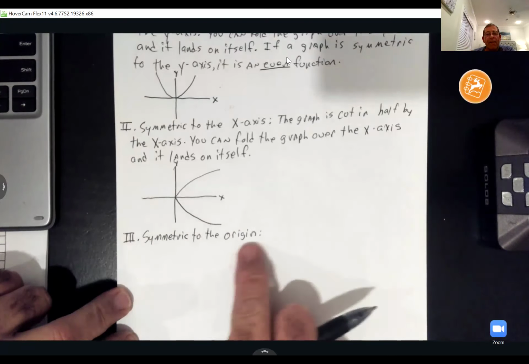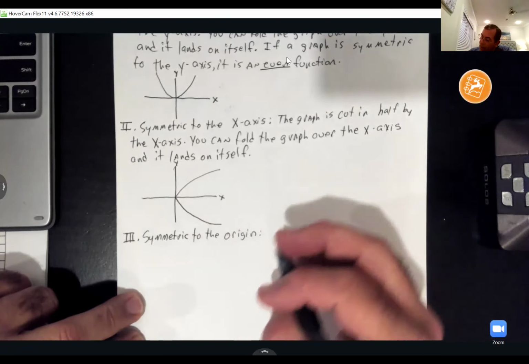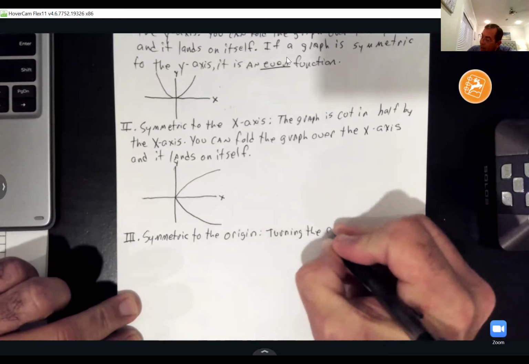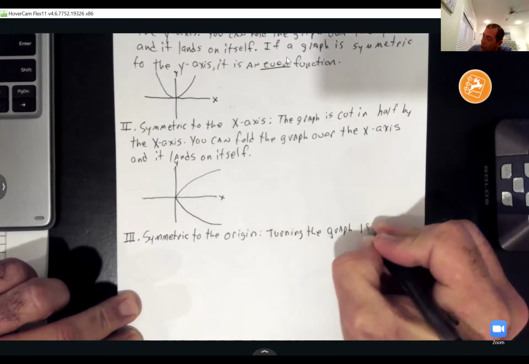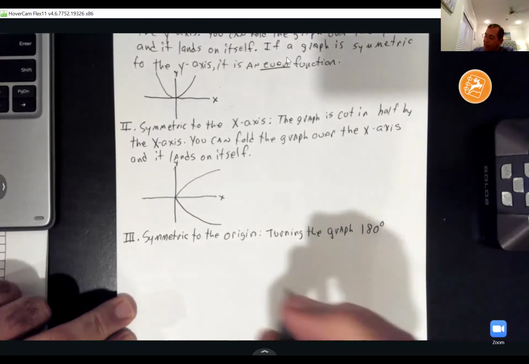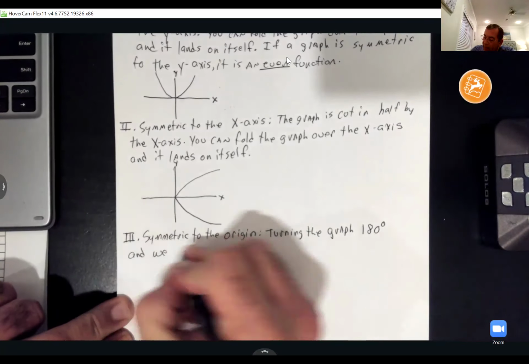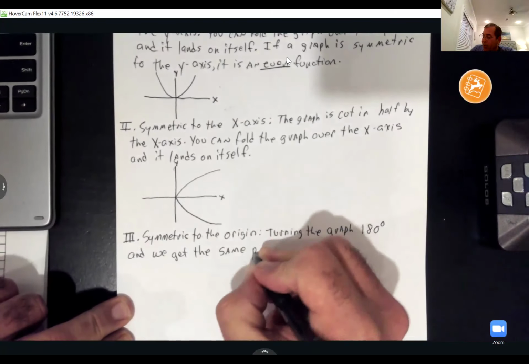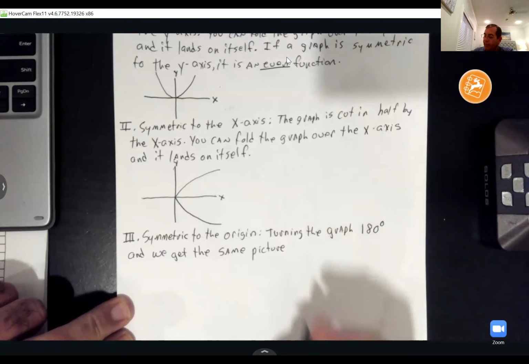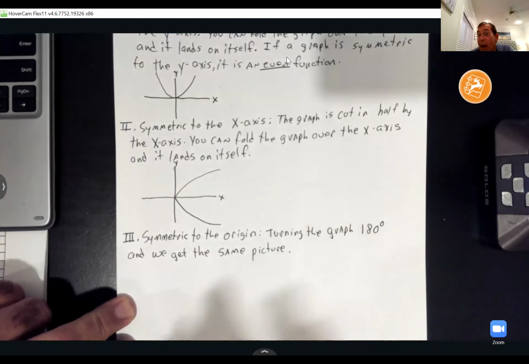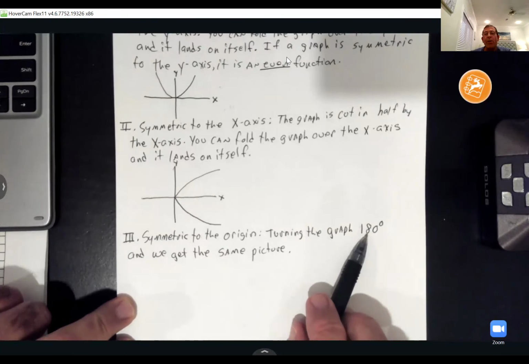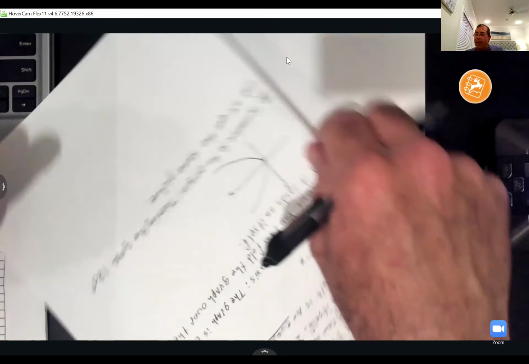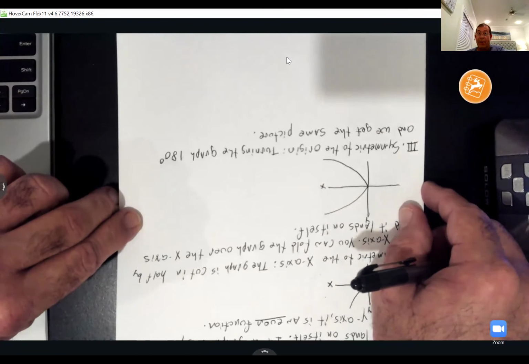So here's the thing. If it's symmetric to the origin, turning the graph 180 degrees, we get the same picture. Or you can say that you're getting the same graph out of it, okay? So turning it 180 degrees means like, if my graph was like this, turning it 180 degrees would be flipping it upside down, okay?